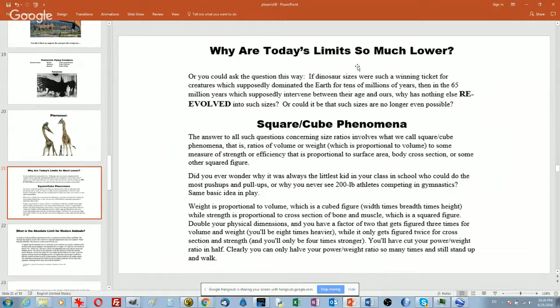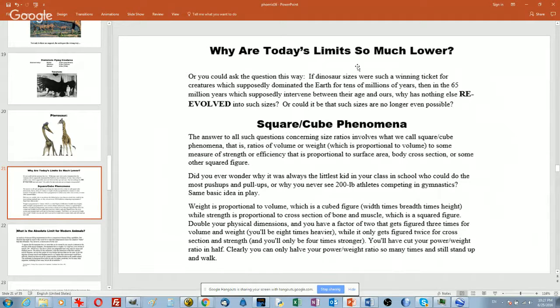You could ask the question this way: if dinosaur sizes were such a winning ticket for creatures which supposedly dominated the Earth for tens of millions of years, then in the 65 million years which supposedly intervened between their age and ours, why has nothing else re-evolved into such sizes, or could it be that such sizes are no longer possible?